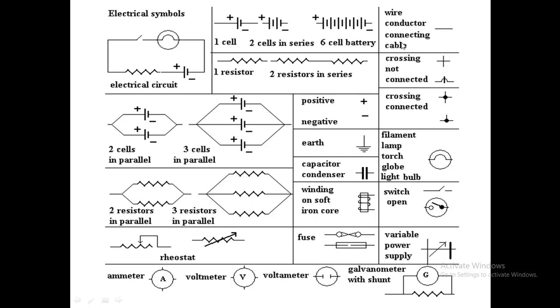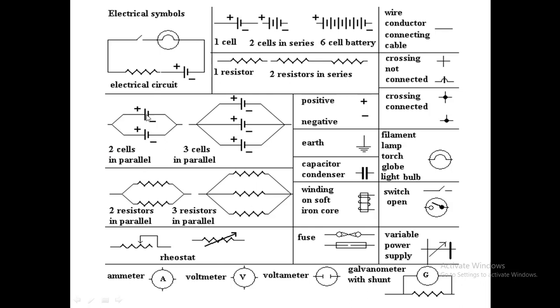Wire conductor or connecting cable. This is the symbol used for a connecting wire. This is the resistor symbol, a single resistor. Two resistors in series. This is one resistor and this is another resistor, connected end to end. Crossing knot. Crossing the wire without combining. This is how you represent it.